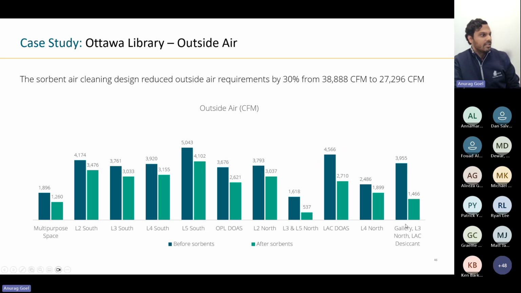So what we did was we looked at performing the IAQP calculations for individual systems serving individual zones in the building. The dark blue bars represent the baseline of the VRP outdoor air requirements, and the green bars represent the IAQP outdoor air requirements. So you can see here that we were able to reduce ventilation requirements by about 30% in this example, going from 38,000 to about 28,000 CFM of outdoor air when using the IAQP with air cleaning systems.